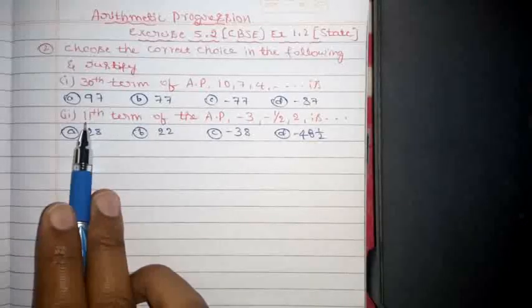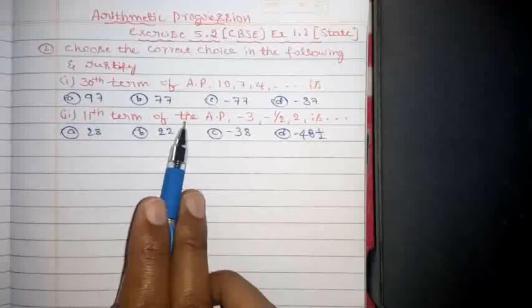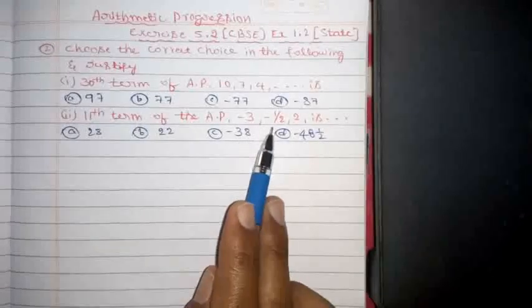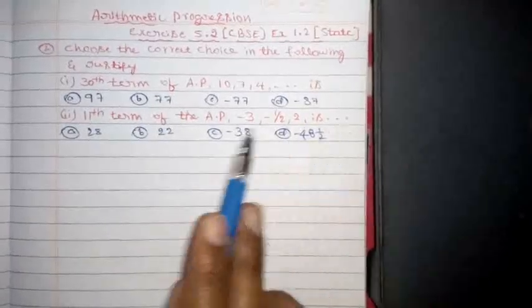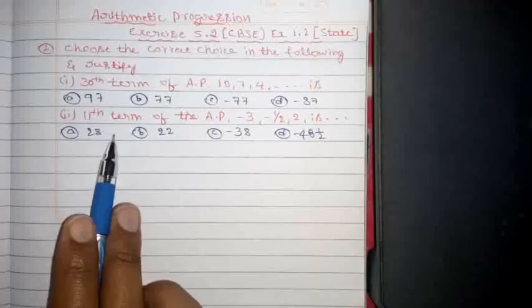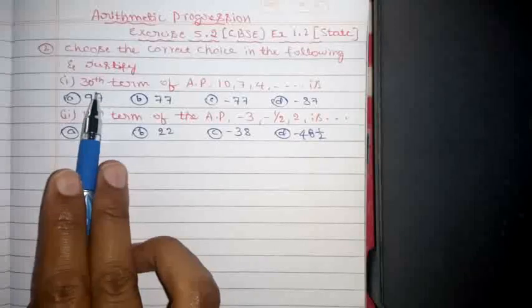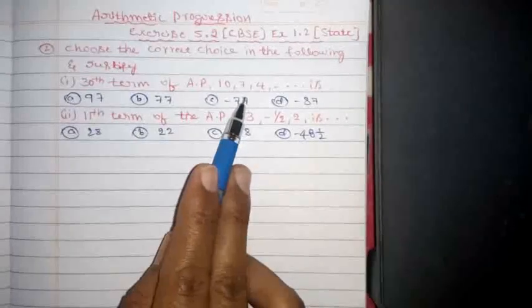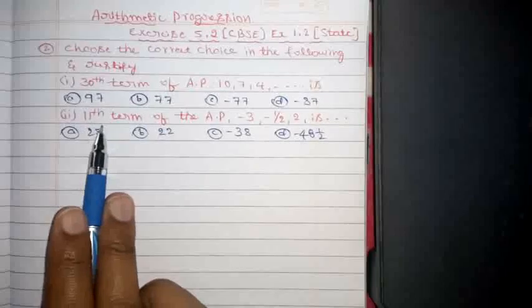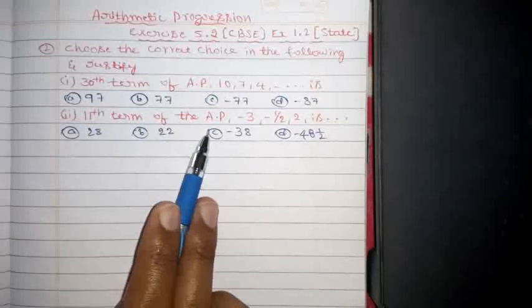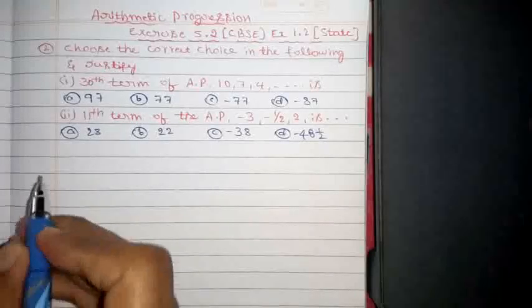Now the second question is, the 11th term of the AP minus 3, minus 1 by 2, 2 is the same as usual. Here also you need to find the 11th term of the AP. They have given an AP, and here also you need to find the 11th term. Right? Now I'll take the first question.